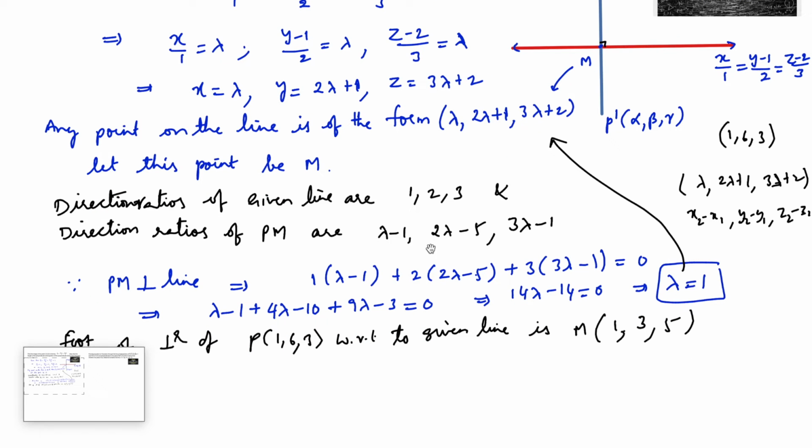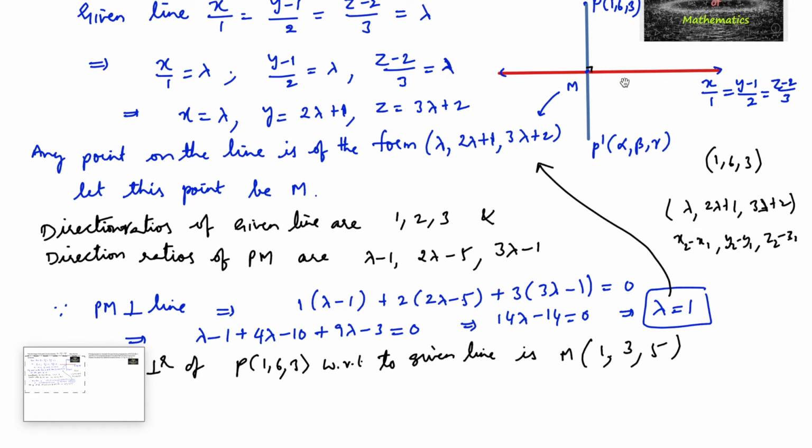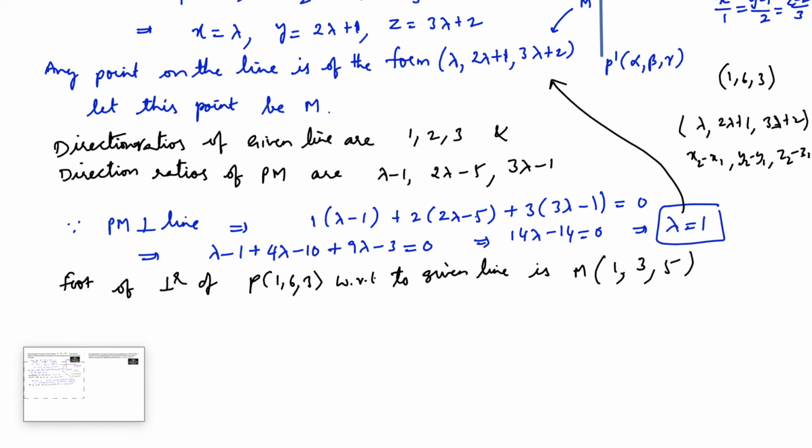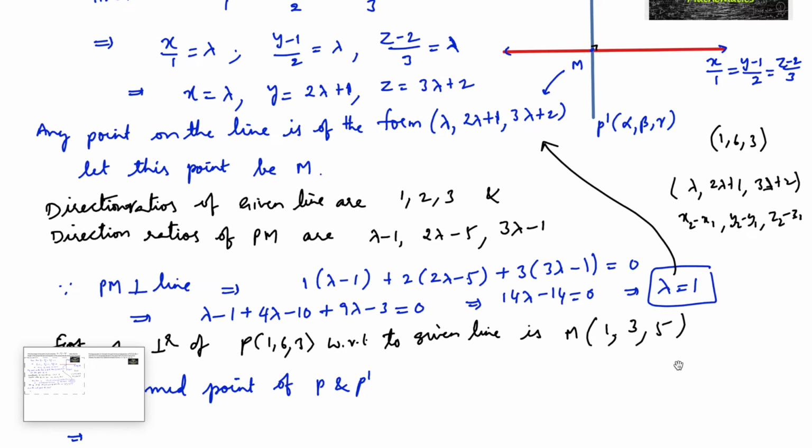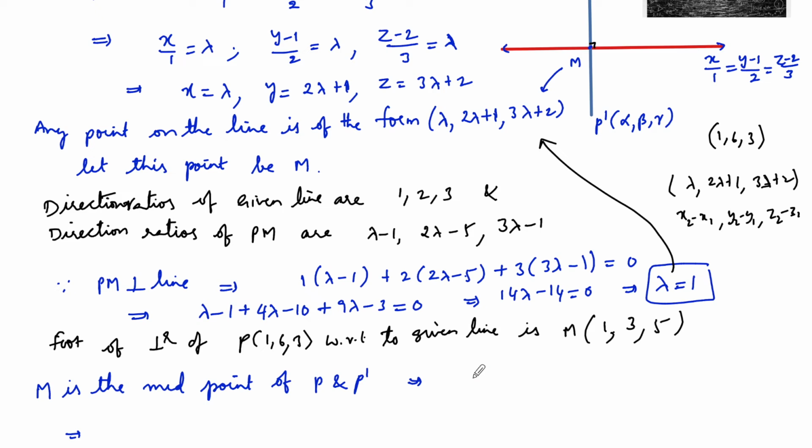So (1, 3, 5) is the foot of the perpendicular, and since M is the midpoint of P and P dash, therefore we can write (alpha plus 1) upon 2, (beta plus 6) upon 2, (gamma plus 3) upon 2, which is equal to (1, 3, 5).